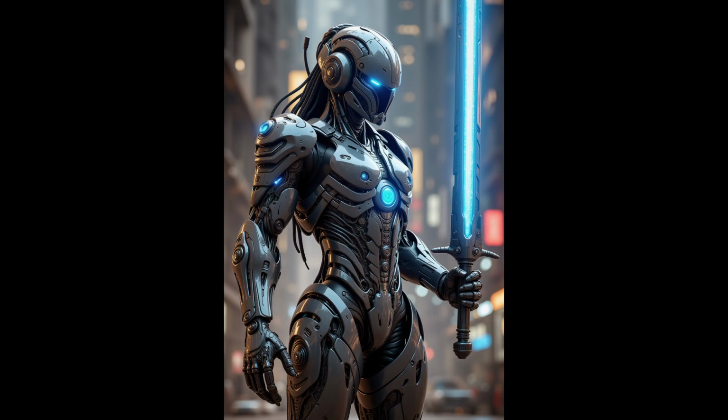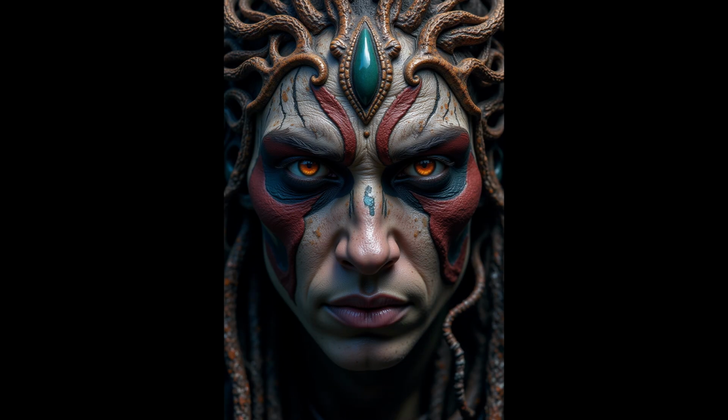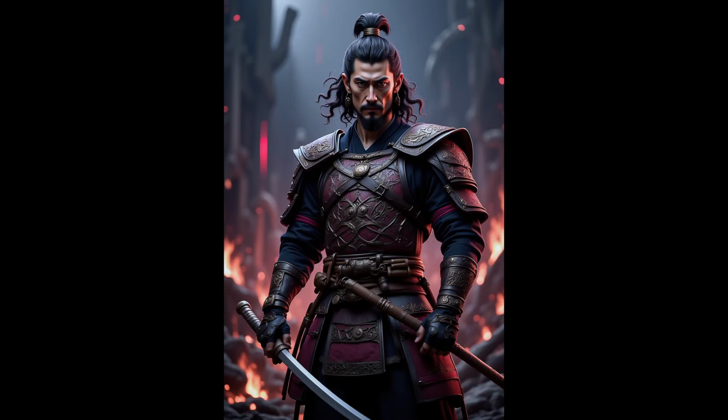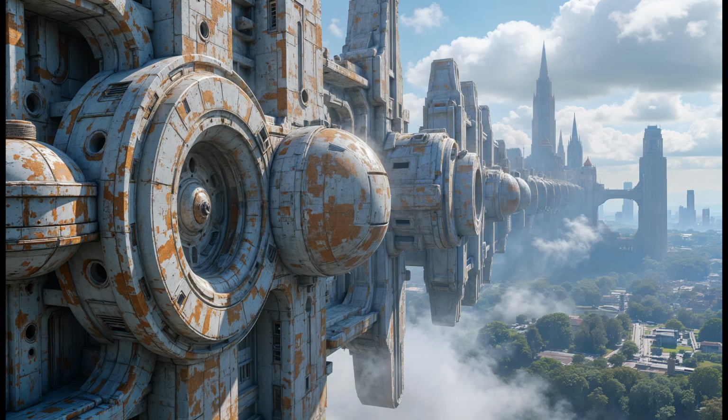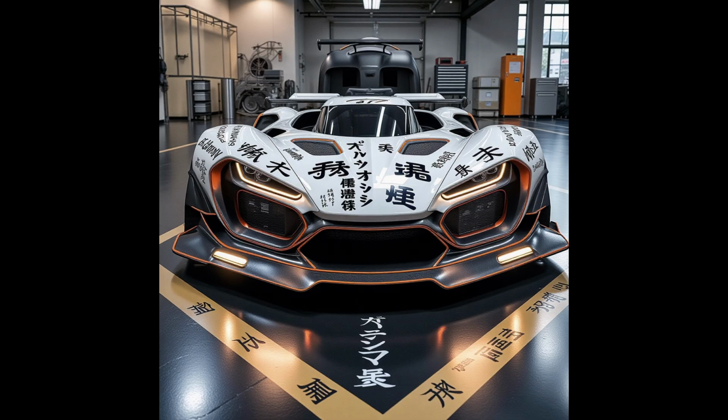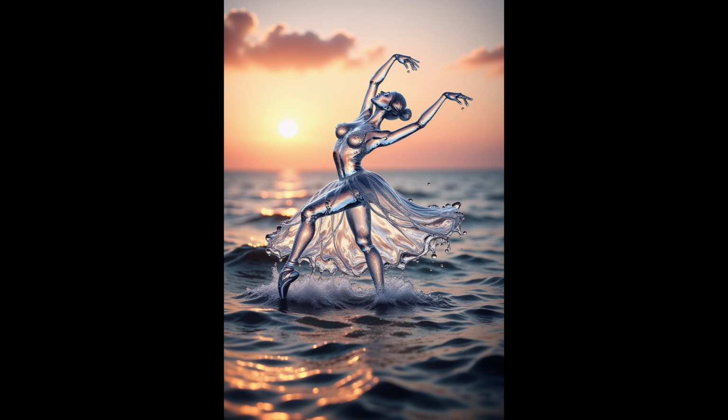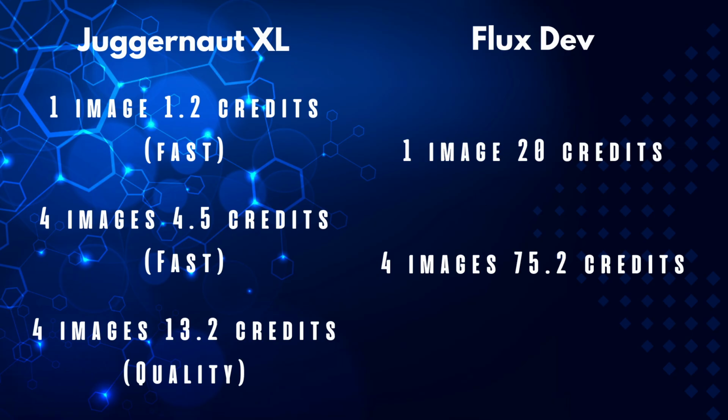The other thing is the lack of SDXL models. I know Juggernaut XL is a good model, but I suppose their thinking is it's a good base model to use along with their filters. But I would like to see more popular SDXL models. As mentioned before, when you use Flux, it's pretty expensive to use and eats up a lot of credits. So to generate one image is 20 credits, four images is 75.2.